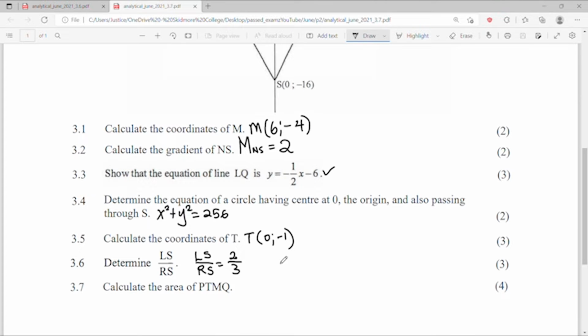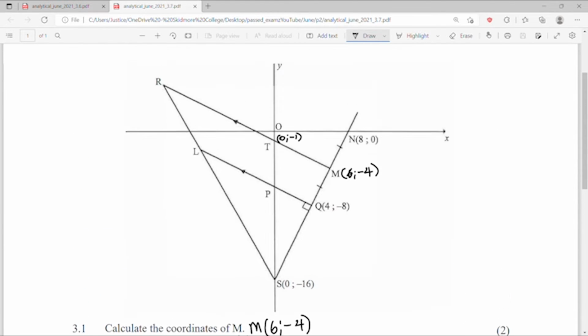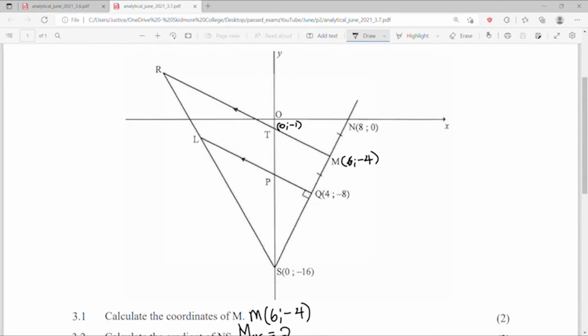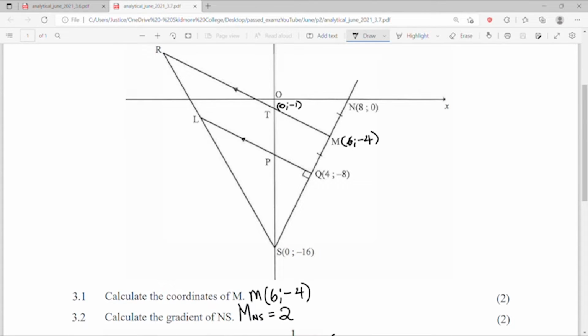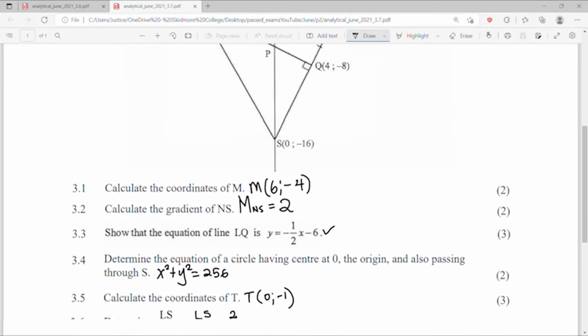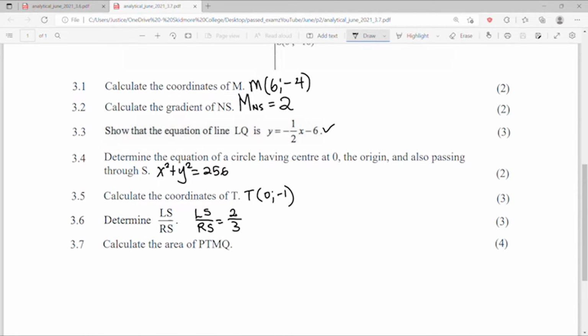Alright, this is question 3.7 from the June 2021 exam, and this is the last question we've been doing from question 3.1. If you haven't seen that, make sure you watch it, because that's where we looked at the diagram and we analyzed it. It's important that you analyze the diagram before you start attempting the questions, because that helps you move faster. So this one says calculate the area of PTMQ, right?